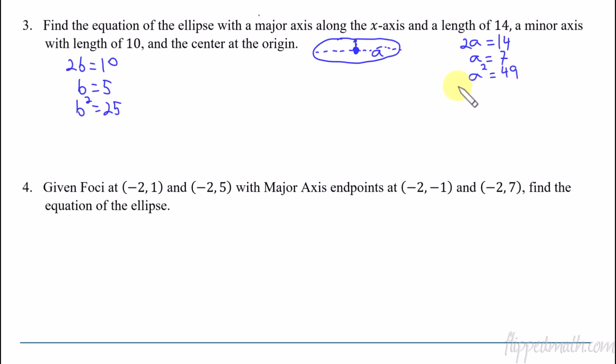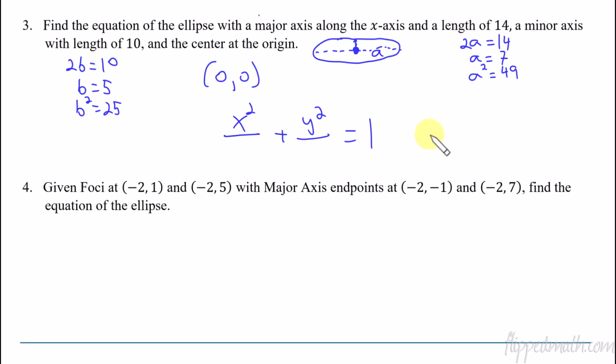So I've got my a squared, I've got my b squared. All I need to know now is the center. And the center is at the origin. It's at the coordinate point (0, 0). So here we go. This is going to be simple enough. It's going to be x squared over something plus y squared over something. And then it always has to equal 1 for an ellipse.